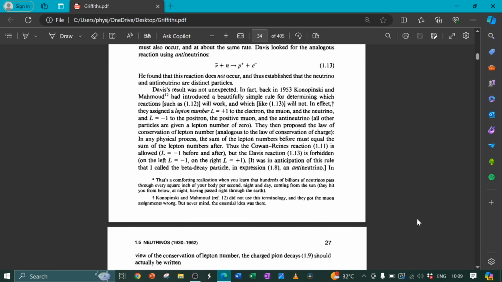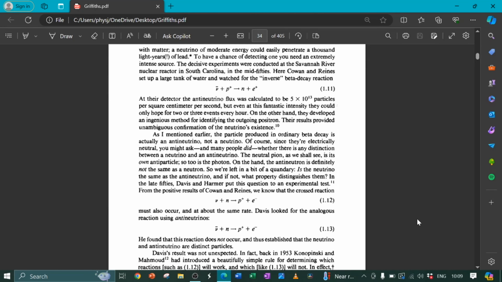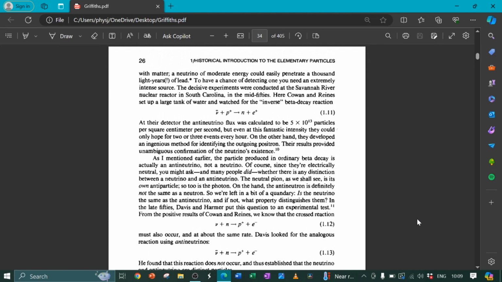That's a comforting realization when you learn that hundreds of billions of neutrinos pass through every square inch of your body per second, night and day. Coming from the sun, they hit you from below at night, having passed right through the earth. To have a chance of detecting one, you need an extremely intense source.